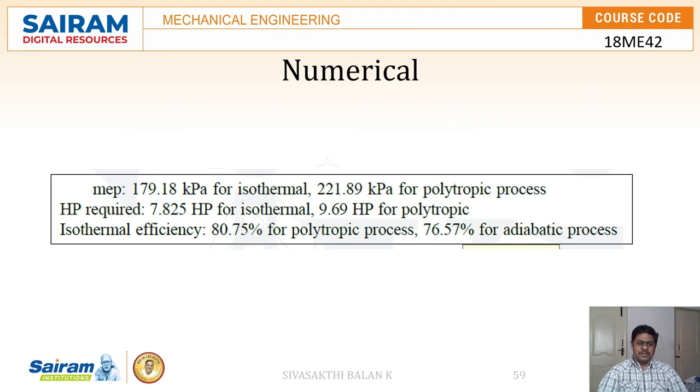So we can write down all the calculated values in a separate table form, which gives the final answer for this problem. This is the final output. The mean effective pressure is 179.18 kilopascal for isothermal and 221.89 kilopascal for the polytropic process, the horsepower required is 7.825 HP for isothermal and 9.69 HP for polytropic, and the isothermal efficiency is 80.75% for polytropic and 76.57% for the adiabatic process.